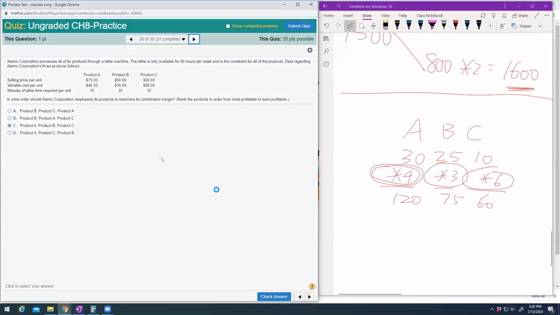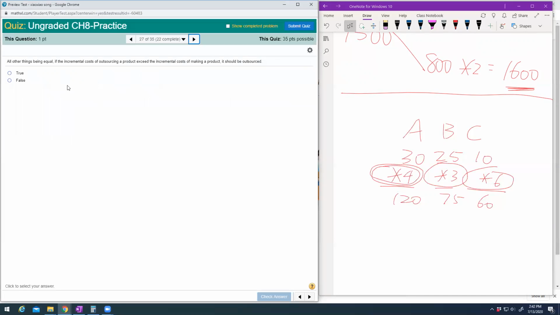Next one. All other things being equal, if the incremental cost of outsourcing exceeds the cost of making, then you should make it. You should not outsource.